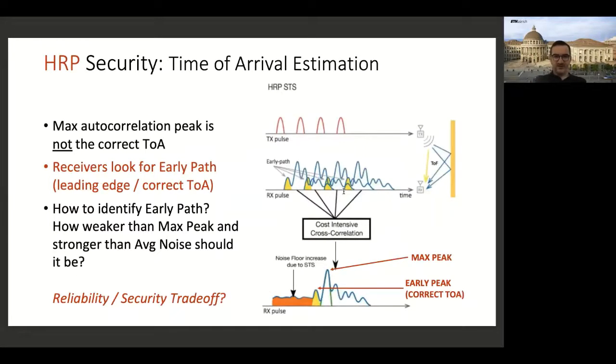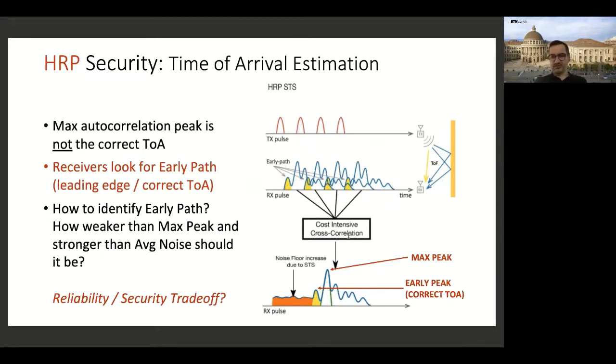And that would be nice if there would be no multipath, right? However, there are several issues here, right? Which is that in multipath-rich environments and in non-line of sight settings, which typically dominate our living, is that the maximum autocorrelation peak that you obtain, right? So here you can see the transmitted pulses. Here you see received pulses. Given that the pulses are tightly packed, the multipath of one pulse will essentially impact the adjacent pulse, and you will also see a lot of weird buildup right around, in the signal that you receive.